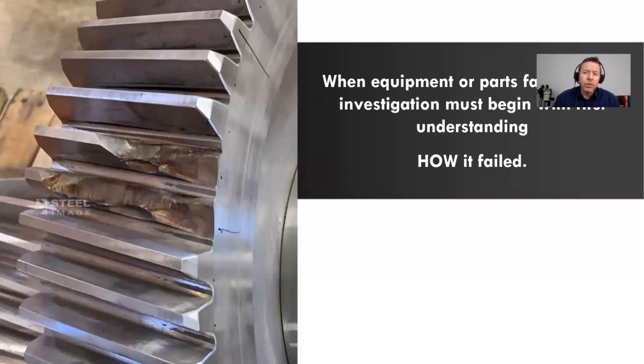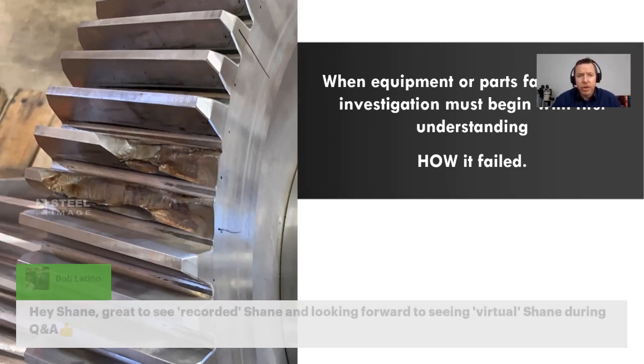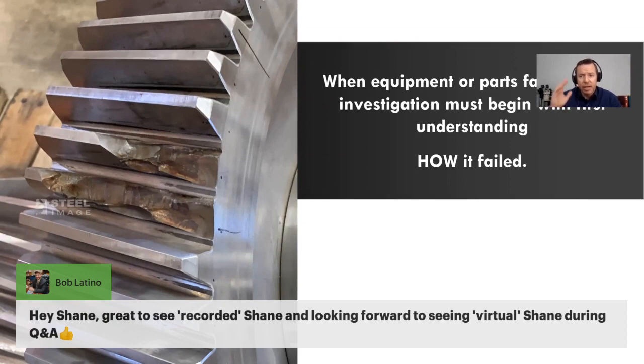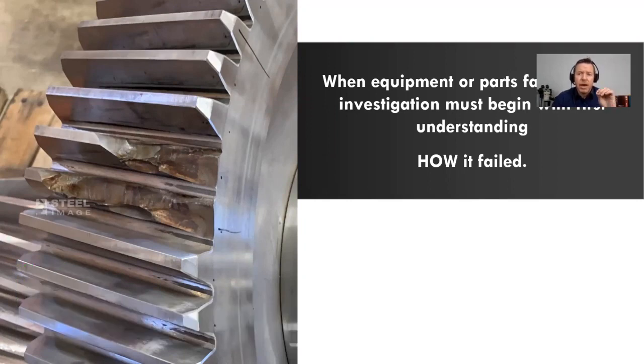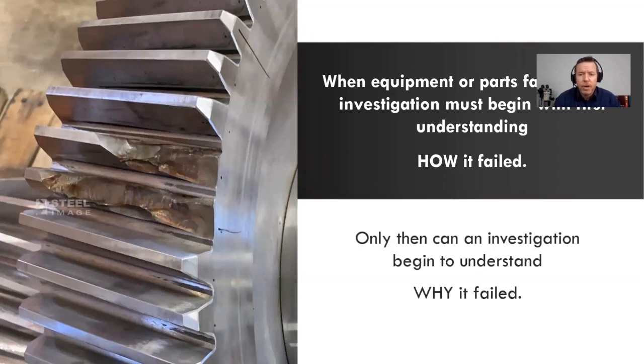Which is why, when we're doing an RCA or any reputable investigation, we have to begin with understanding how the part failed. I appreciate that when we walk into these scenarios, there are some techniques, like the 5 whys, that first ask the question, why did the part fail? But the premise of this talk is that if you don't understand how it failed, you'll never get to explain why it failed. Only once we understand how it failed can an investigation begin to understand why it failed.